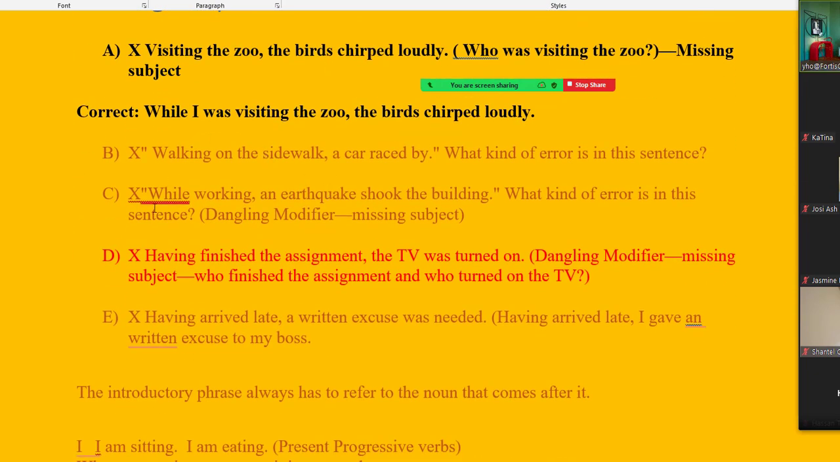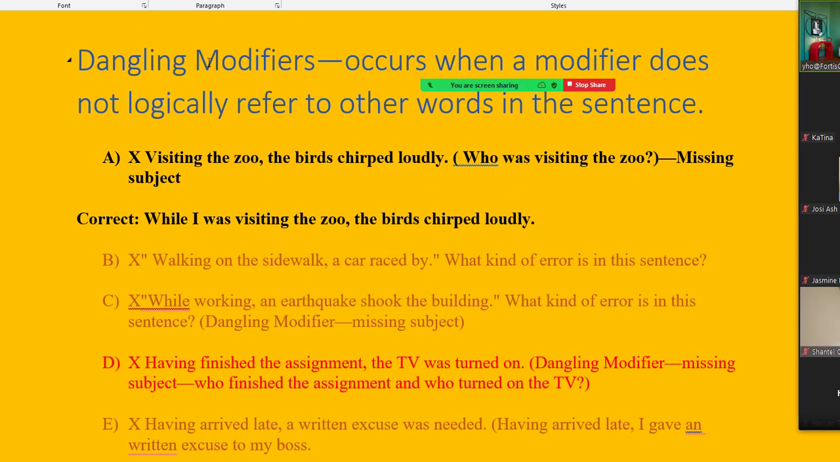And of course, this is in pink or in orange, because this is exactly what's on your quiz. Walking on the sidewalk, a car raced by. And so did your car grow legs and walk on the sidewalk? No. So therefore, "while I was walking on the sidewalk, a car raced by" is the correct sentence. What kind of error is in this sentence? This sentence has a dangling modifier error. That's the answer to that question.